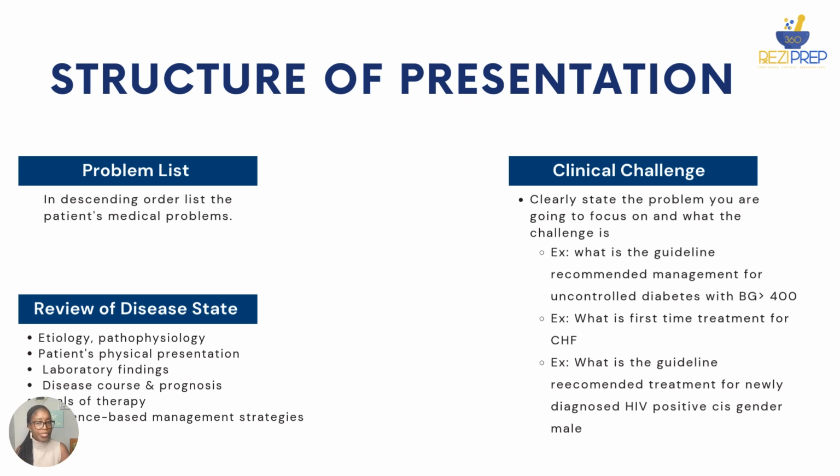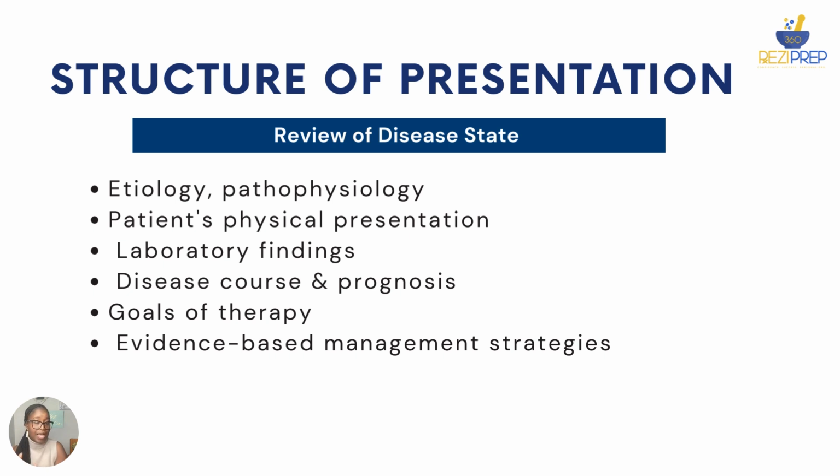So, for example, the audience has to know, what is the guideline recommended management for uncontrolled blood sugars greater than 600? What is first line treatment for CHF? Or perhaps, what are the 4 pillars for HFrEF management? What is the guideline recommended treatment for a newly diagnosed HIV positive cisgender male? But the audience has got to know why you picked the evidence you reviewed to make your clinical decision. How did you choose that that's the evidence you're going to need to review? And what did you learn from the evidence that you reviewed? You have to outline that for the audience.